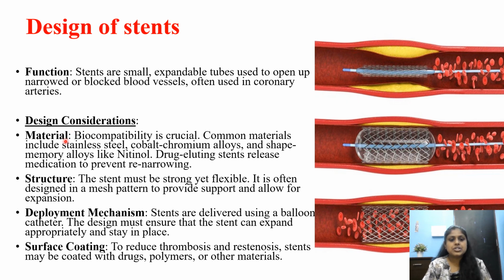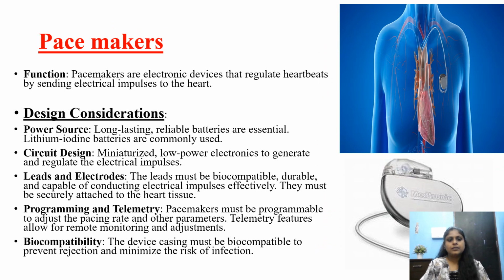Design consideration. Material: biocompatibility is crucial. Common materials include stainless steel and cobalt chromium alloys. Alloys are a mixture of metals and non-metals used in the manufacture of stents. And the structure: the stent must be strong and flexible. It is often designed in a mesh pattern to provide support and allow for expansion.